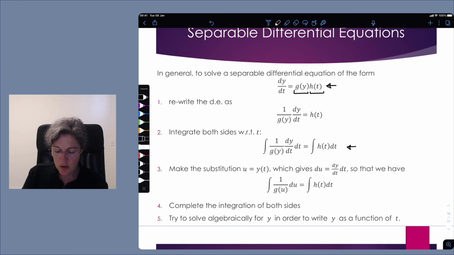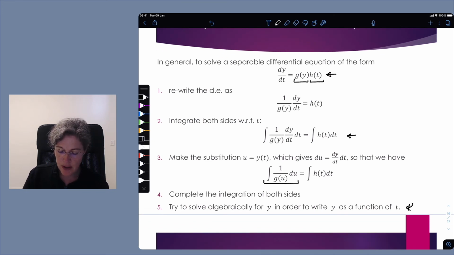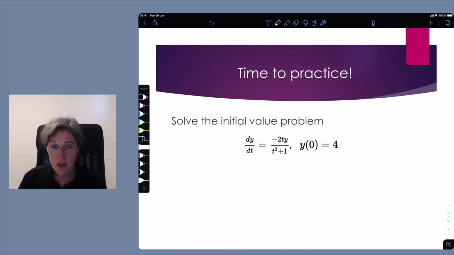Then we did a little switcheroo and rewrote our left-hand side as an integral with respect to u, just to make life easier. Finished up the integration, and then the final step was to solve algebraically for y, so that we could write y as a function of t. Might not always happen, but usually it's going to. So let's do one final problem. You can break for a moment and see if you can give it a go, and then come back and we'll work through it.